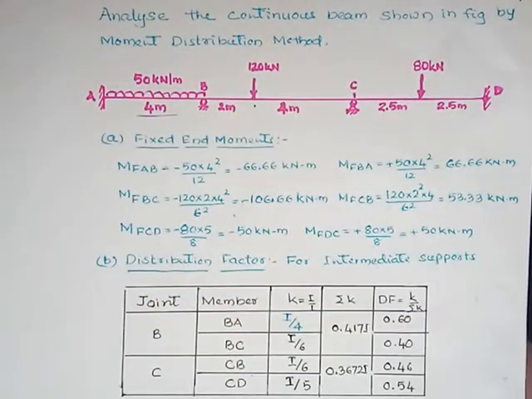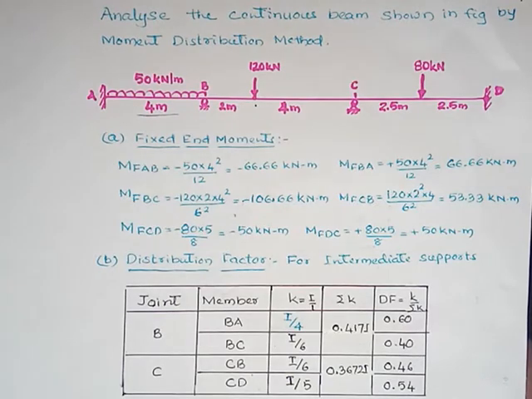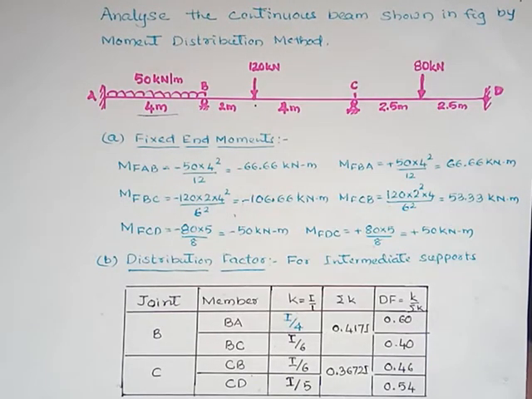At B, two members are connected: one is BA, one is BC. Then at C, CB and CD are the two members. At D, DC is the member. Here, we have to write the distribution factors that we calculated in the previous step.